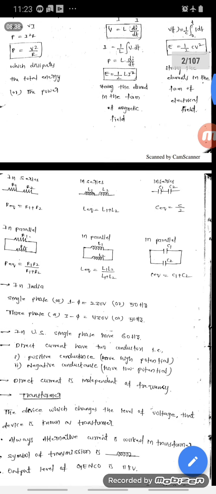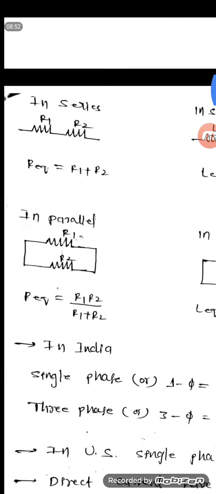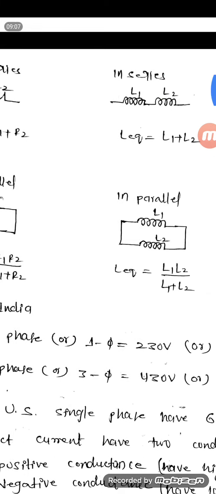So here the main sources are the voltage source and current source, and the elements are the resistor, inductor and capacitor. So in the second page, if two resistors are connected in series, what happens? The equivalent resistance is equal to R1 plus R2. If connected in parallel, R equivalent is equal to R1 into R2 by R1 plus R2.